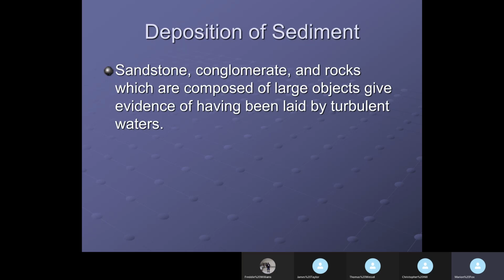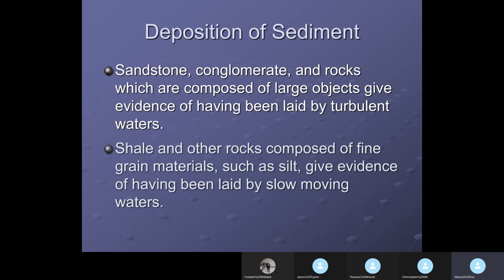We have sandstone, conglomerate, and rocks composed of large objects, which give evidence of having been laid by turbulent waters. These rocks indicate the water was very turbulent, that it was moving quite a lot. We don't have just easy currents of water. It has to be pretty strong currents to form these kinds of rocks.